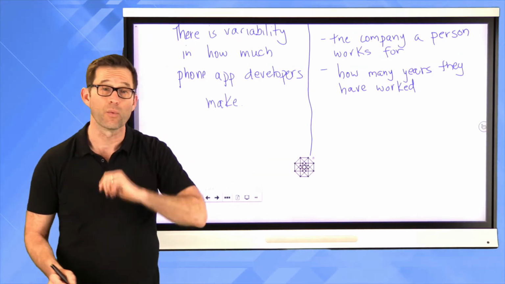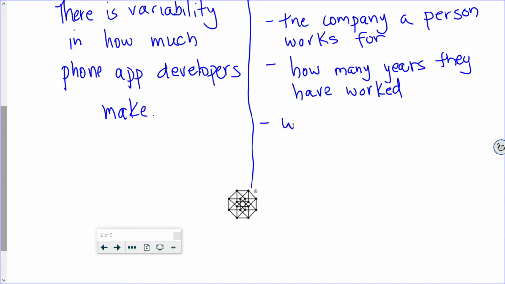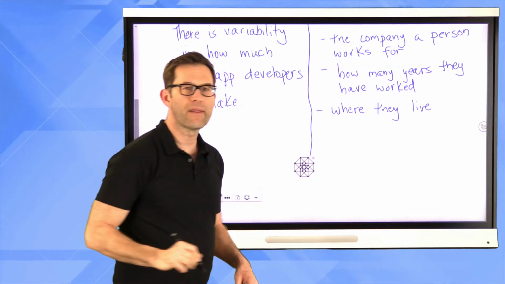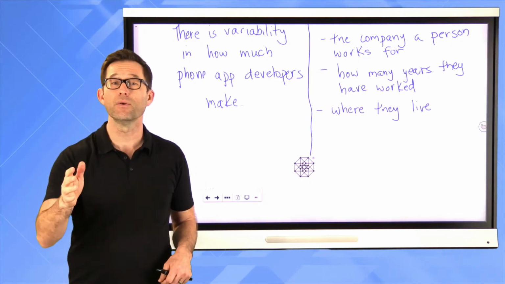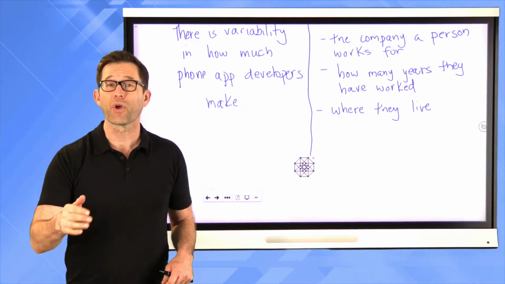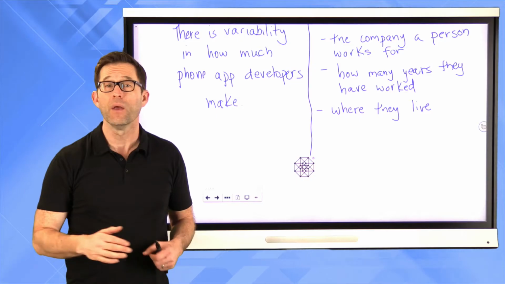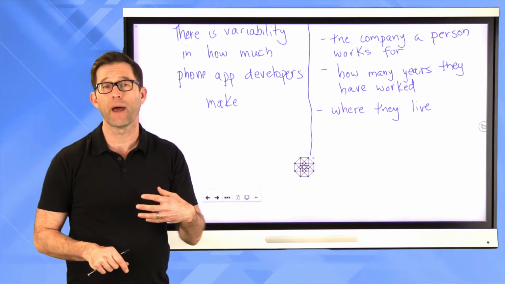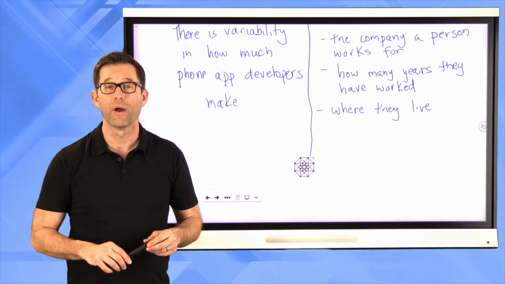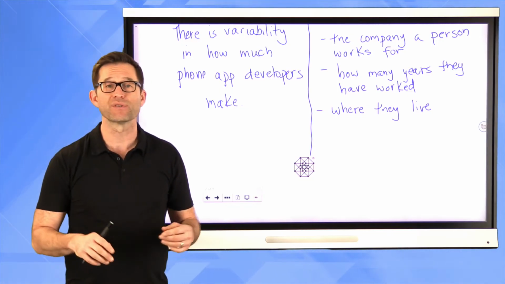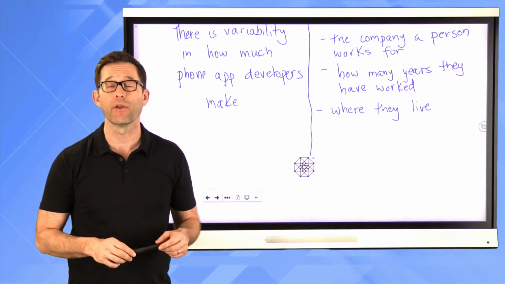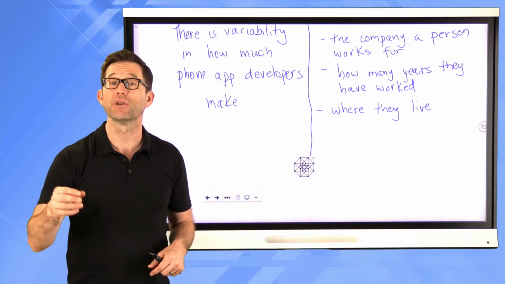Oh, here's a good one. Where they live. Right? Now that might seem a little bit surprising, but it's not at all. There are places like, let's say, New York City and San Francisco, where the cost of living is very, very high. So if a company needs to hire a phone app developer or hire anyone, they're going to have to pay that person more than, let's say, if the person was living in Springfield, Illinois, where the cost of living is much lower, right?